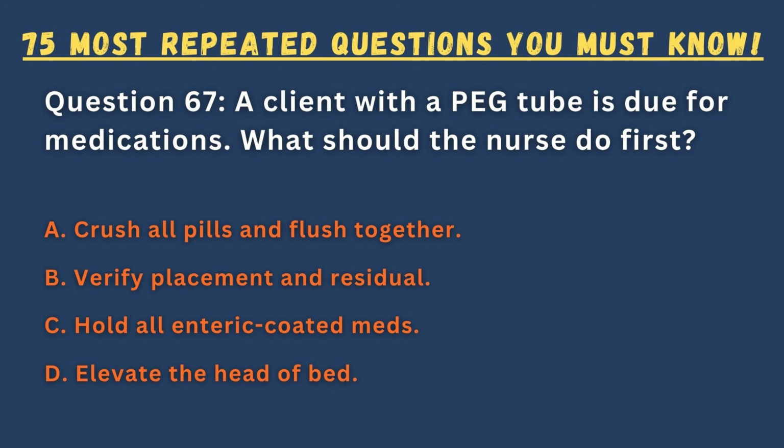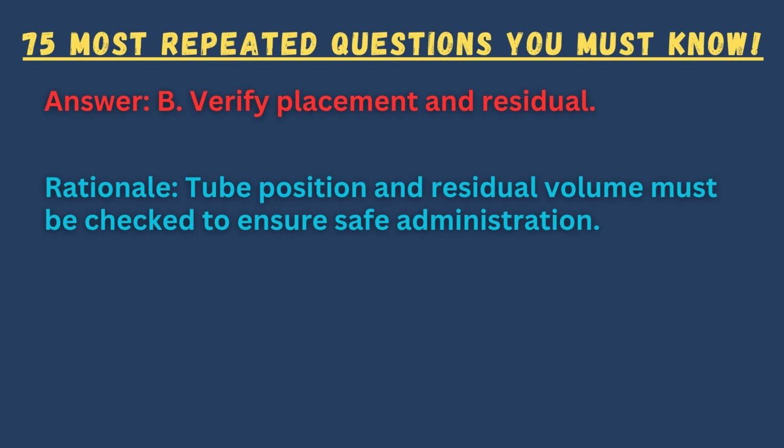Question 67. A client with a PEG tube is due for medications. What should the nurse do first? A. Crush all pills and flush together. B. Verify placement and residual. C. Hold all enteric-coated meds. D. Elevate the head of bed. Answer. B. Verify placement and residual. Rationale. Tube position and residual volume must be checked to ensure safe administration.